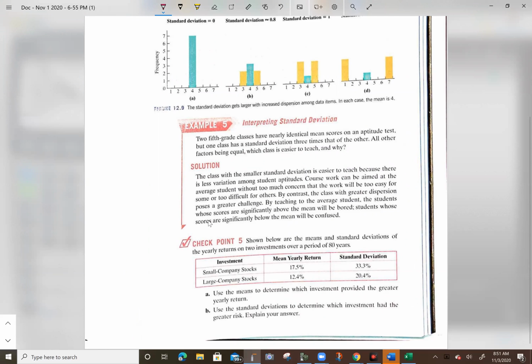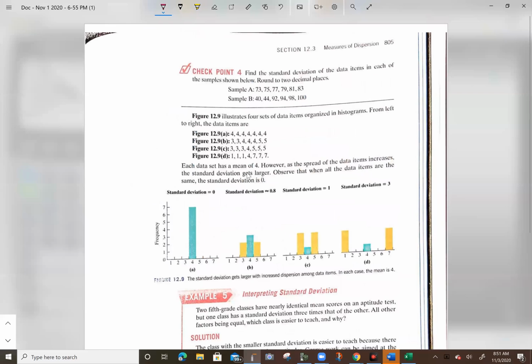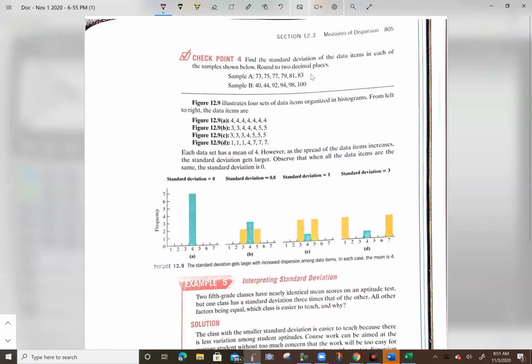Example 5. Oh, it wants us to interpret the standard deviation. So here it looks like we're talking about, here's checkpoint 4. Finding the standard deviation, entering those numbers into the calculator. So we hit stat and then enter. That arrow means enter, then stat, and then right arrow to calc, then 1-Var Stats. And then, like I said, I used list 1.